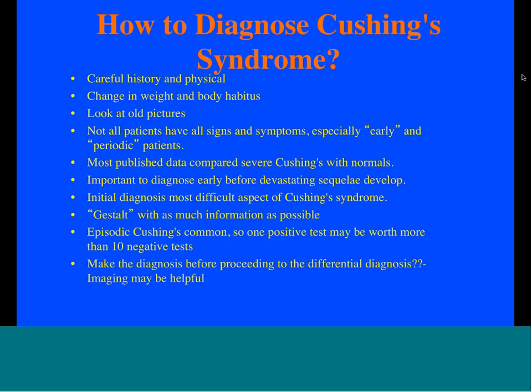The initial diagnosis is the hardest part of Cushing's. Telling what type of Cushing's it is, usually the treatments are hard, but not that hard. So the first diagnosis is rather important. There's a term called gestalt, which means you try to get as much information as possible. And as we'll talk about today, episodic Cushing's is quite common, so one positive test may be worth more than 10 negative tests. The classic teaching is you make the diagnosis before the differential diagnosis, before determining what type of Cushing's it is. And I'm not sure I agree with that.